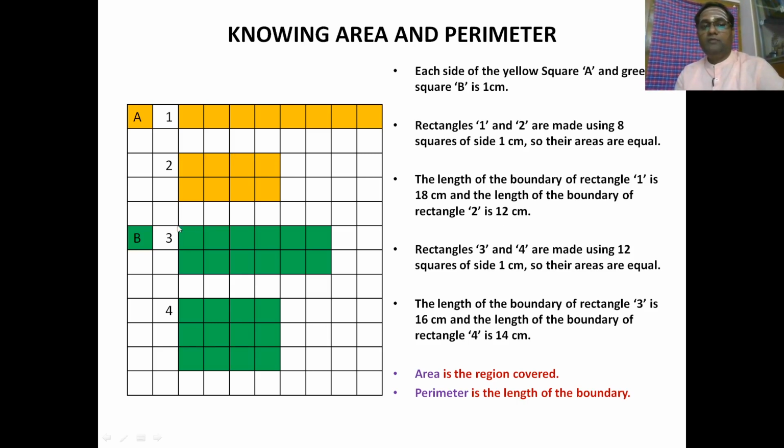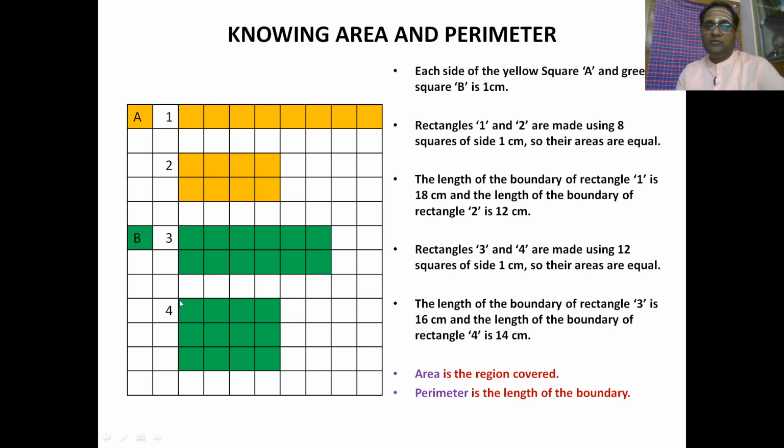Similarly, to find the perimeter of rectangle 3, we have to start from one corner. So we'll start from here, 1, 2, 3, 4, 5, 6. There is another side of 6 centimeters. So 6 twos are 12, 13, 14, 15, 16. So rectangle 3 has a boundary equal to 16 centimeters.